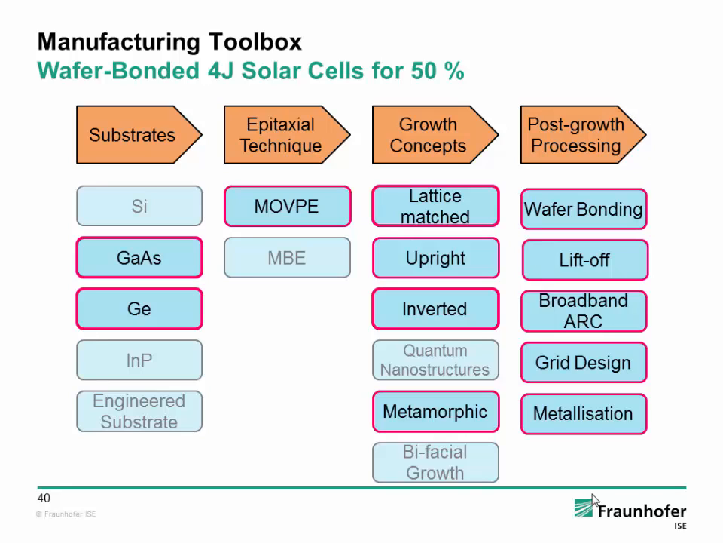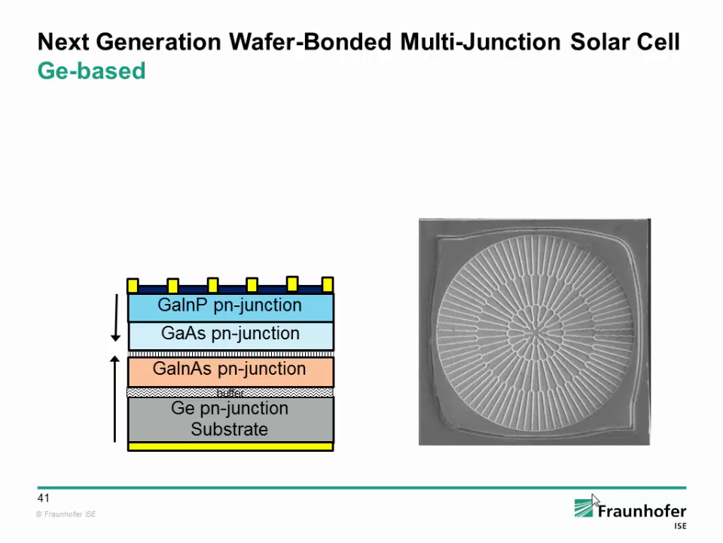And I go briefly to some approaches which we have at Fraunhofer East, and you see we are looking here for gallium arsenide germanium substrates. We use here mixed structures of inverted and upright growth with metamorphic, and in the technology it's always based on wafer bonding technologies, which includes also a kind of lift-off because we have to remove the substrate, and we need a broadband anti-reflection coating to have really high efficiency.